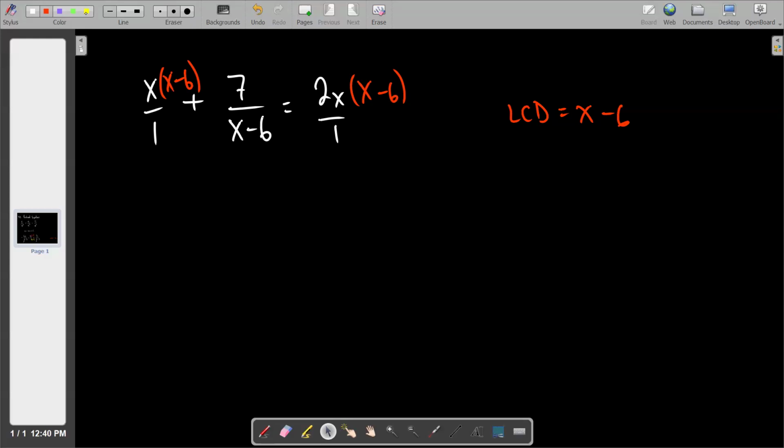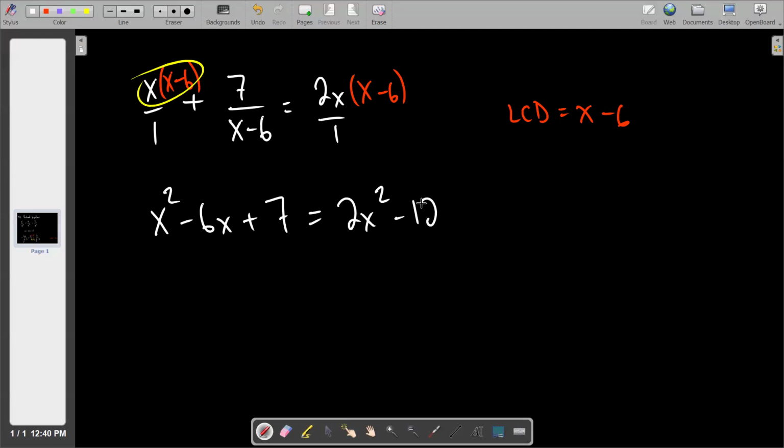So the first part is right up here. What do we get? x squared minus 6x. Second part is just the plus 7 unmodified, doesn't change. And then we copy down our equals. And what's the last part going to be? 2x squared minus 12x.